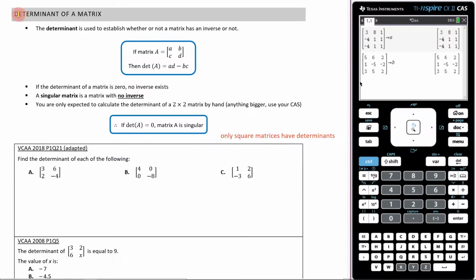We're now going to learn about something very important, which is the determinant of a matrix. The determinant is used to establish whether or not a matrix has an inverse. That's a very important statement right there. Okay, so how do we find the determinant?